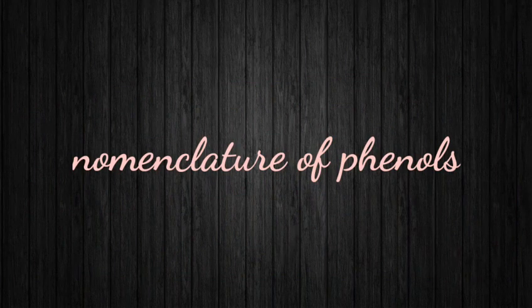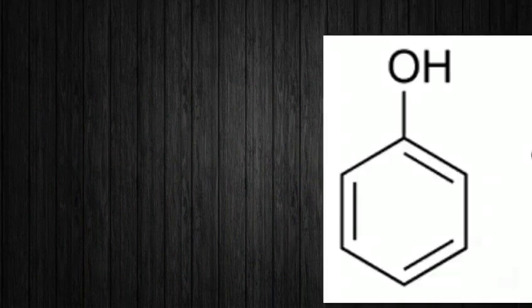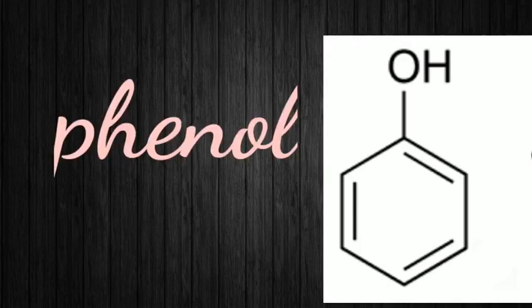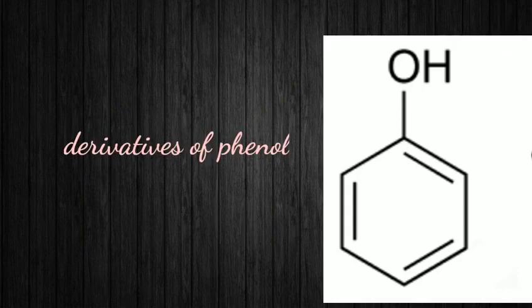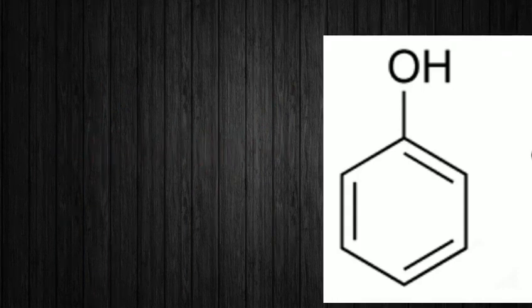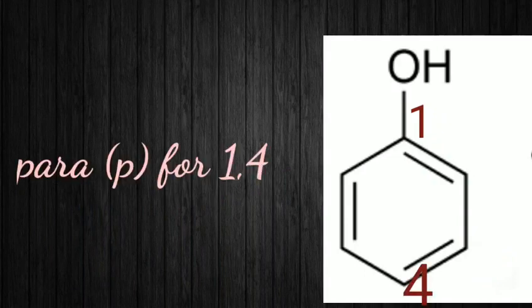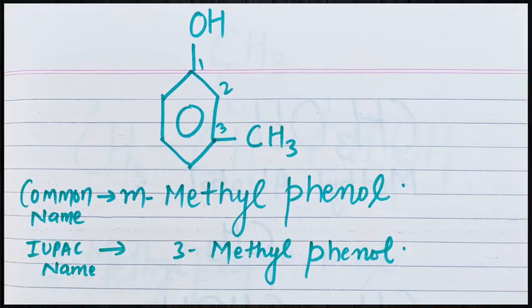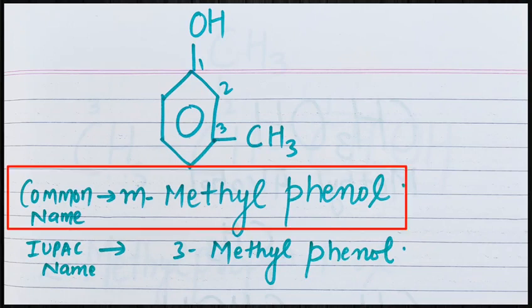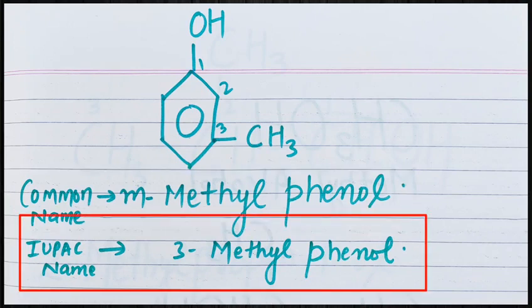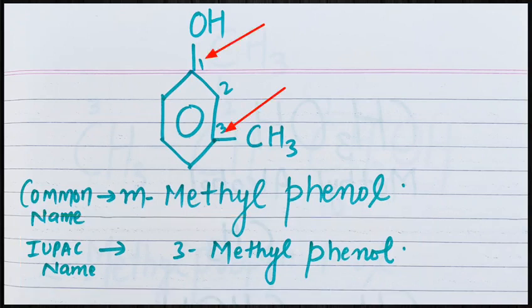Now we will study the nomenclature of phenols. Well, according to the common system of nomenclature, the parent member of the family is phenol. The other members are named as derivatives of phenols. The position of the substituents is indicated by the prefix ortho for 1,2, meta for 1,3, and para for 1,4. So students, common name of this structure is meta-methylphenol and IUPAC name is 3-methylphenol. As we know that 1,3 position is for meta and methyl group is present at carbon 3 of the benzene ring.